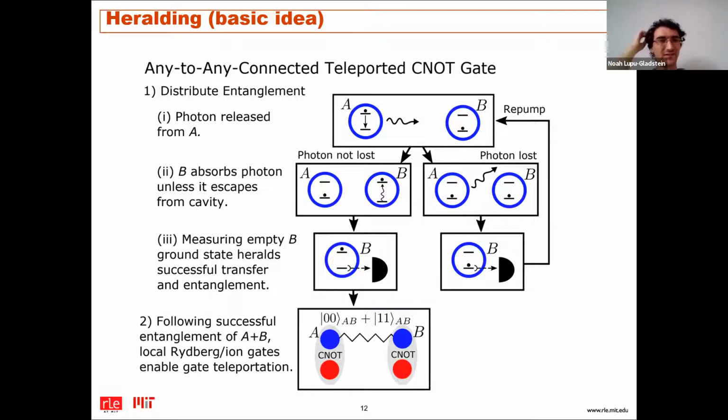Can you say, is measuring heralding on an empty ground state the same as heralding on an excited state, or am I confused? In a two-level atom, yeah. Okay. I also have a question. We say measuring empty B ground state heralds successful entanglement. So how do we measure a state of B without disturbing the entangled state?